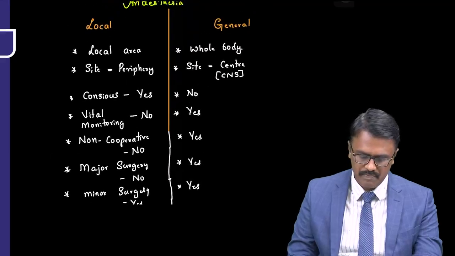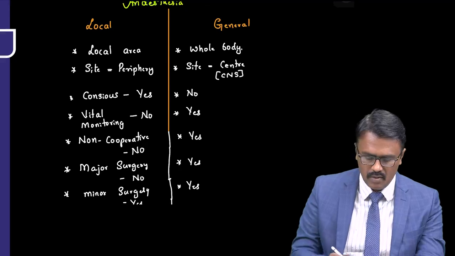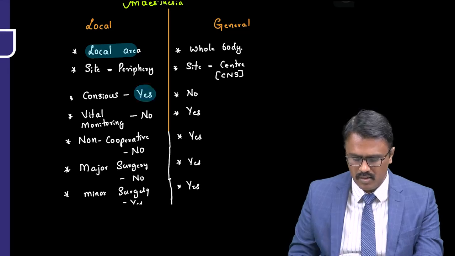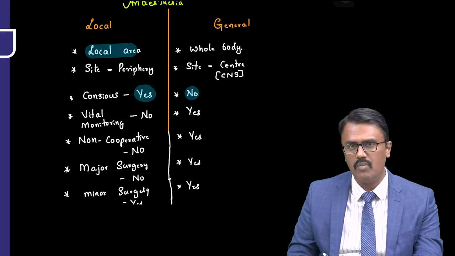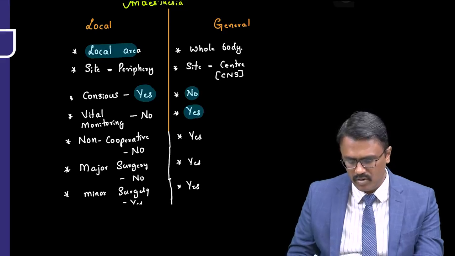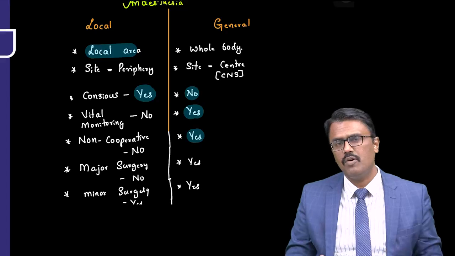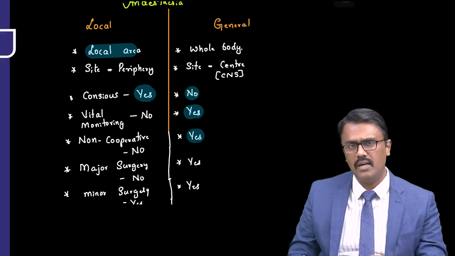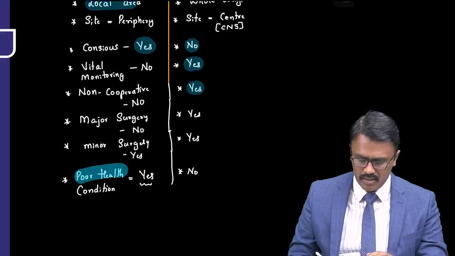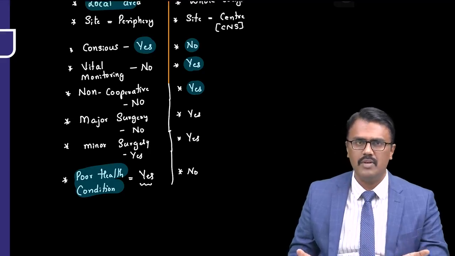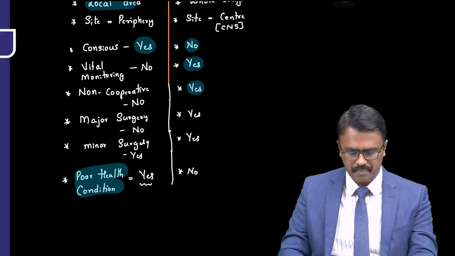So this is the difference between local and general anesthesia. Local is for the local area, general means whole body. Consciousness is there in local anesthesia, not in general anesthesia. Vital monitoring is required in general anesthesia. In a non-cooperative patient also you can do general. General you can do for both major and minor. Usually for local we do minor surgeries. And if the patient has poor health condition, local is better, general anesthesia is less preferred. But it all depends on the patient factors. So once I know these things, let us start our journey of local anesthesia.